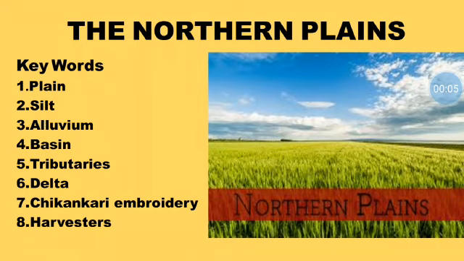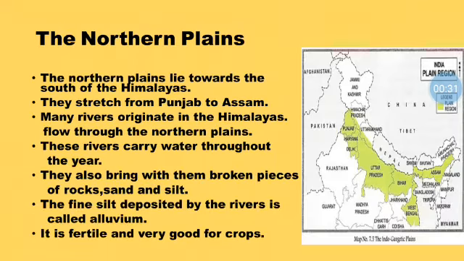In last session, we learned about the northern mountains, isn't it? Today, we shall discuss about the northern plains. Children, here are the key words: plain, silt, alluvium, basin, tributaries, delta, chikankari embroidery, and the last one is the harvesters. Moving on to the second slide, the northern plains.